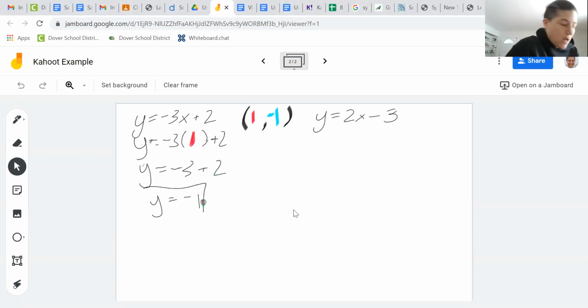Why is that a good thing? Because that's the same thing I got up here. I got it right there. See, y is equal to -1. It's the same thing. Okay. So yeah, that's great. But unfortunately, that's not enough to tell me that that's a solution to the equation.